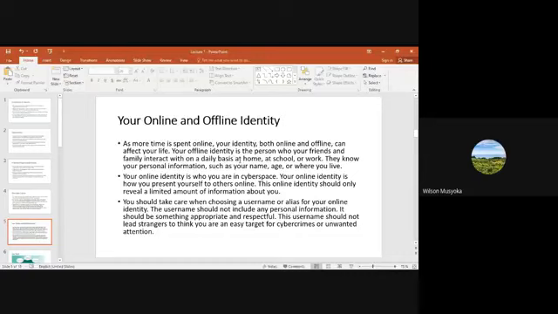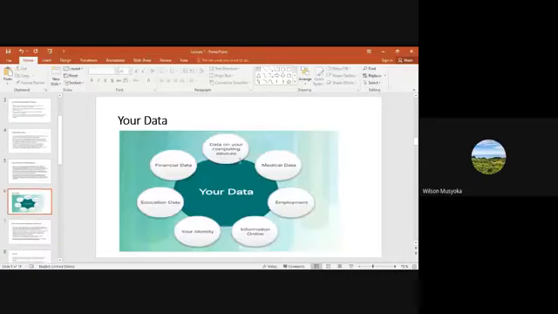So this online identity should only reveal a limited amount of information about you, because if just anybody on the web knows all about you, then that becomes a challenge. So you should take care when choosing maybe your username or an alias for your online identity. The username should not include any personal information. It should be something appropriate and respectful, and the username should not lead strangers to think that you are an easy target for cyber crimes or unwanted attention. So that is basically what we are meaning.